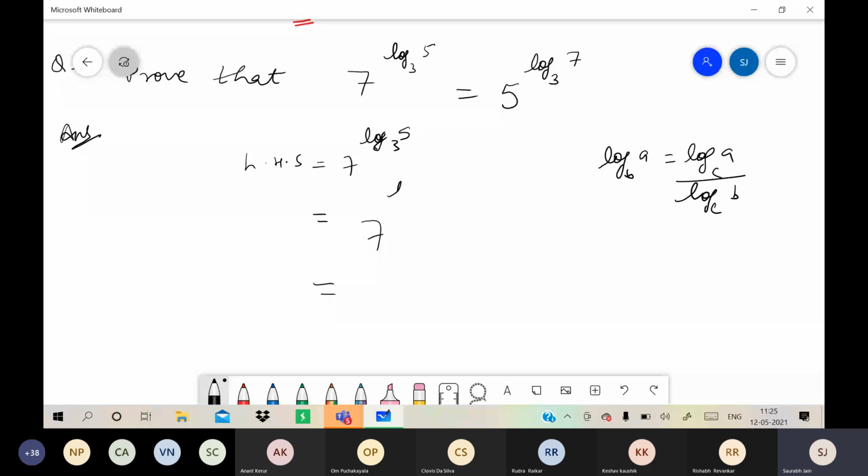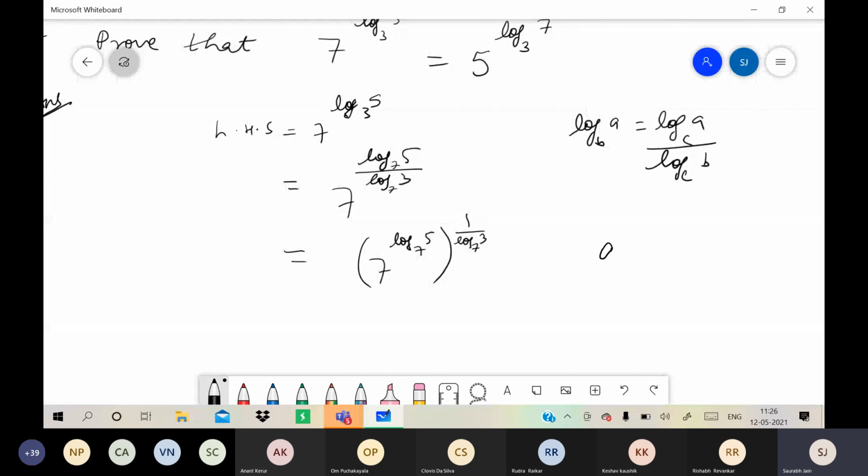So this will be log 5 upon log 3 and base is 7 here. Now what is the next step? Then we separate it out. So we have 7 to the power of log 5 to the base 7, whole to the power of 1 upon log 3 to the base 7. Very good. See, this is the next step because a to the power m by n, if you have anything of this kind, this is exponents, you can write it like this also. A to the power m by n can be written as a to the power m, to the power 1 by n. Correct. Now, what is the purpose of writing it like this?